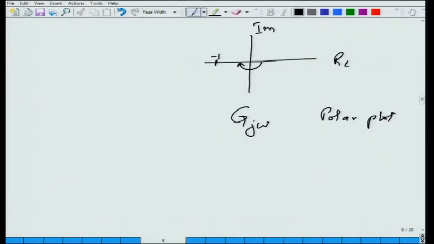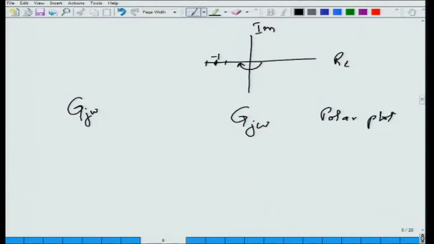Okay. And what we will discuss very soon is that if, when the angle is minus 180 degrees, the absolute value of G j omega is greater than 1, that means G j omega is here, then the system is going to be unstable. If it is here, it is going to be stable. If G j omega passes through minus 1, 0, then it is going to be on the brink of stability and instability, right.